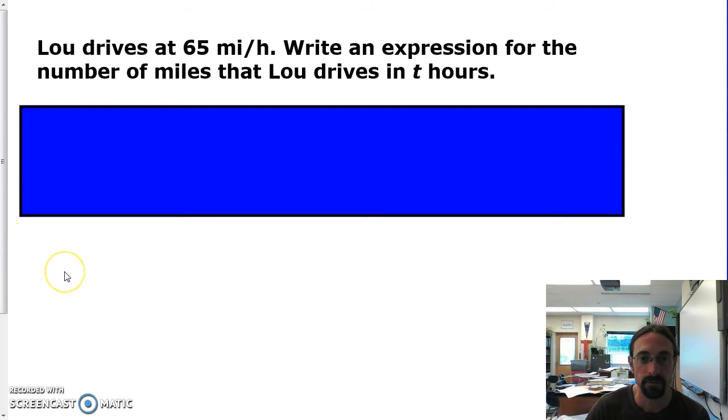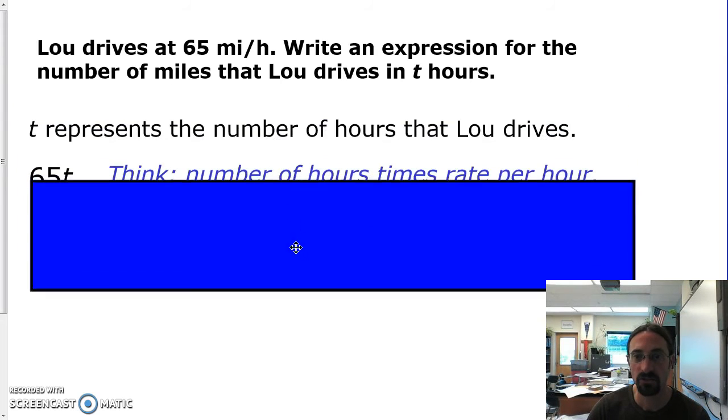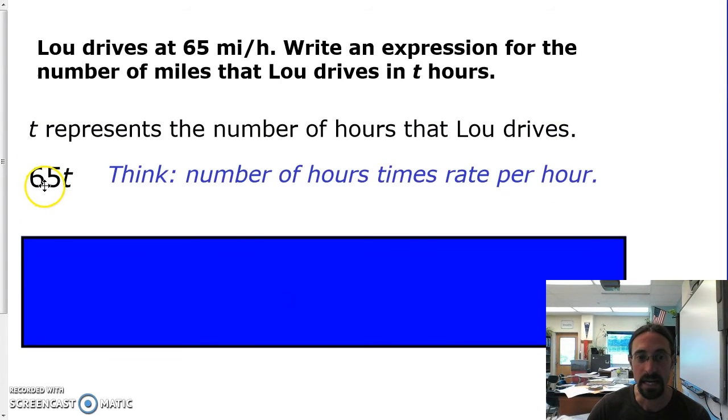Try this one. Pause. Okay, what'd you come up with? So if Lou drives at 65 miles per hour, write an expression for the number of miles that Lou drives in T hours. Well, if he drove 0 hours, he would have gone 0 miles. If he drove 1 hour, he had gone 65. Oh, so equal groups of 65. That must be 65 T. Does this make sense? I hope you're feeling pretty comfortable with this. Of course, we can talk about it together. I'll give you some practice problems to go on as well.